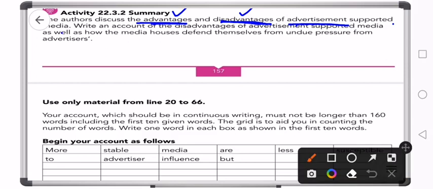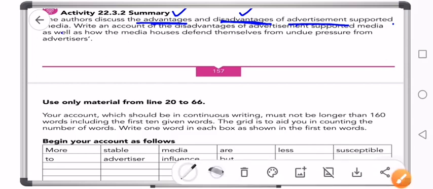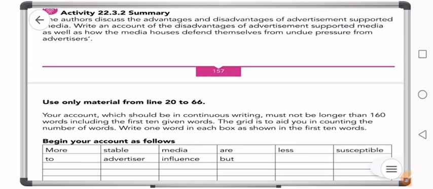This is not my issue for today. I just want to assist you on how to write a good summary. For you to write a good summary, you must read the summary question at least 3 times. Why am I saying read the summary question at least 3 times? I want you to understand the demands of the summary question.